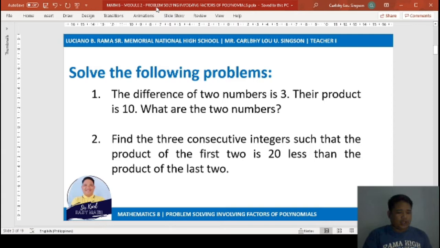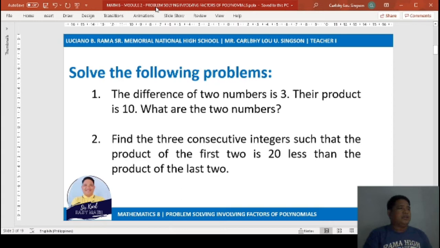In this section, we are going to apply the techniques that you have learned from the previous lesson about factors of polynomials. We're going to use those techniques in solving word problems. For today, we're going to solve four different problems. So here we have number one.